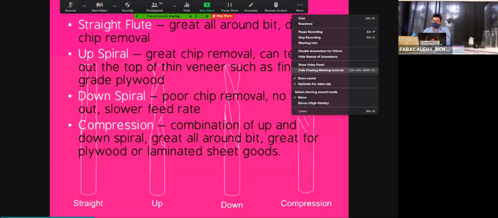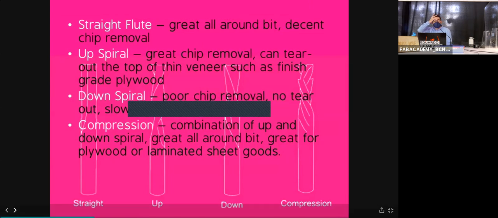So this is a little bit of a conclusion on straight flute, up, down, and compression. A straight flute is the generalist one, decent, not the best, not the fastest, not the slowest, but it is slightly difficult to find. Upcut is the best for chip removal. It means you will have fewer problems with heat, but it doesn't cut natural woods really well, because it tends to break the wood out. Downcut is really good for helping to hold your material onto the bed, but you cannot make holes, and it's the slowest to cut end mill.